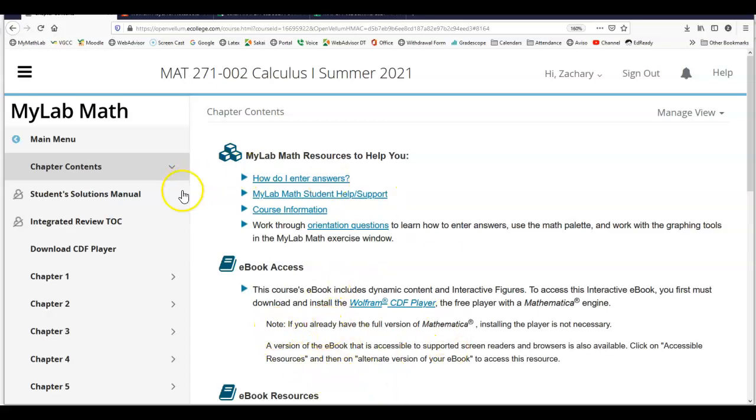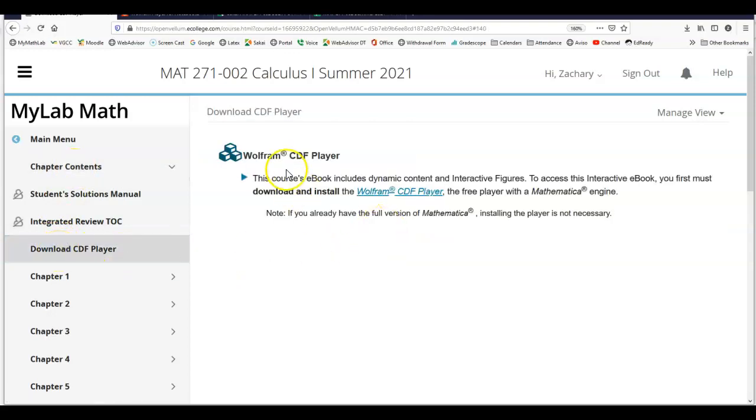But before you do anything, make sure that you install the CDF player here, and you can find that in my math lab under chapter contents. When you click on that, you'll see a Wolfram CDF player here, and you click on that. It'll bring you to the website.